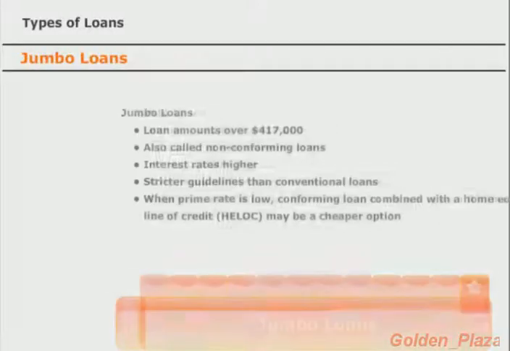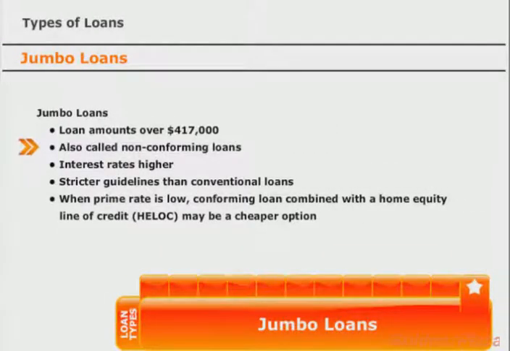Mortgage loans over $417,000 are called jumbo or non-conforming home loans. Generally, the interest rates for jumbo loans are 0.5% higher than for conventional loans. Some lenders have stricter qualification guidelines for jumbo home loans than for conventional loans as well. Should you need a home loan that is higher than the conforming loan limit, you will want to check with your mortgage advisor to see if a jumbo home loan is the best option. When the prime rate is low, a conforming loan combined with a home equity line of credit, HELOC, may actually be a cheaper and more flexible mortgage loan option for you.